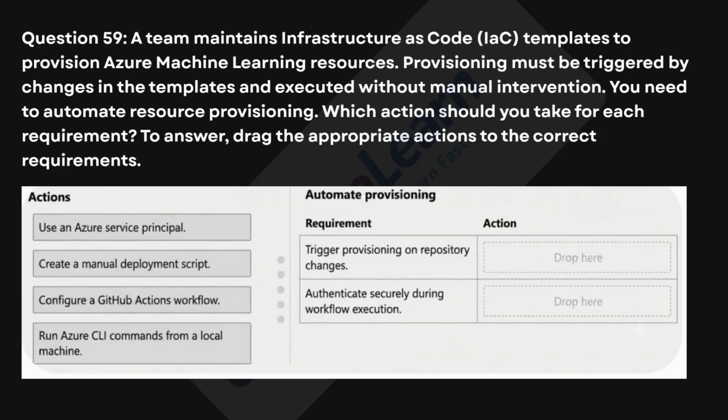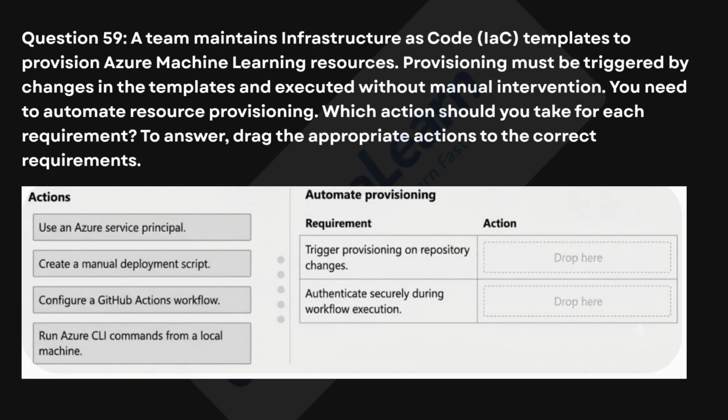Question 59. A team maintains infrastructure as code, IaC, templates to provision Azure Machine Learning resources. Provisioning must be triggered by changes in the templates and executed without manual intervention. You need to automate resource provisioning. Which action should you take for each requirement? To answer, drag the appropriate actions to the correct requirements.